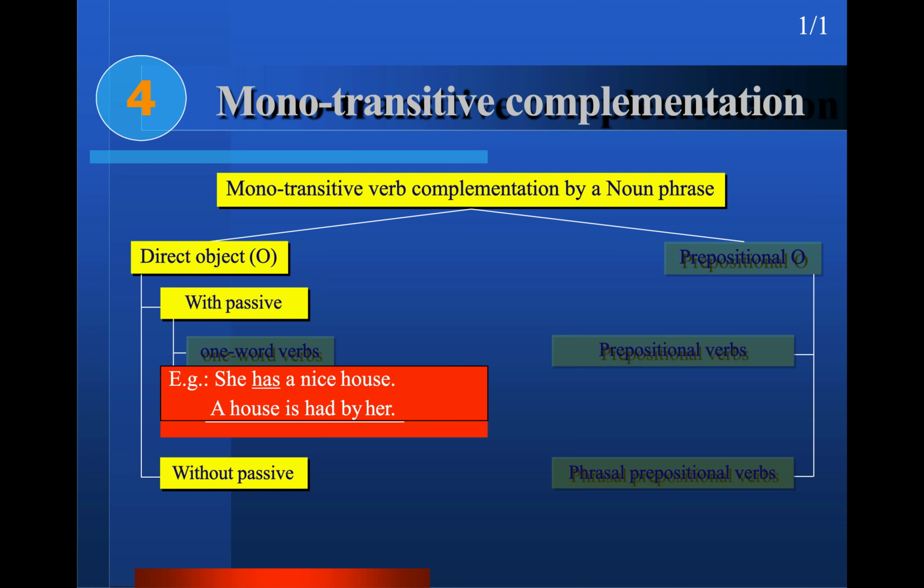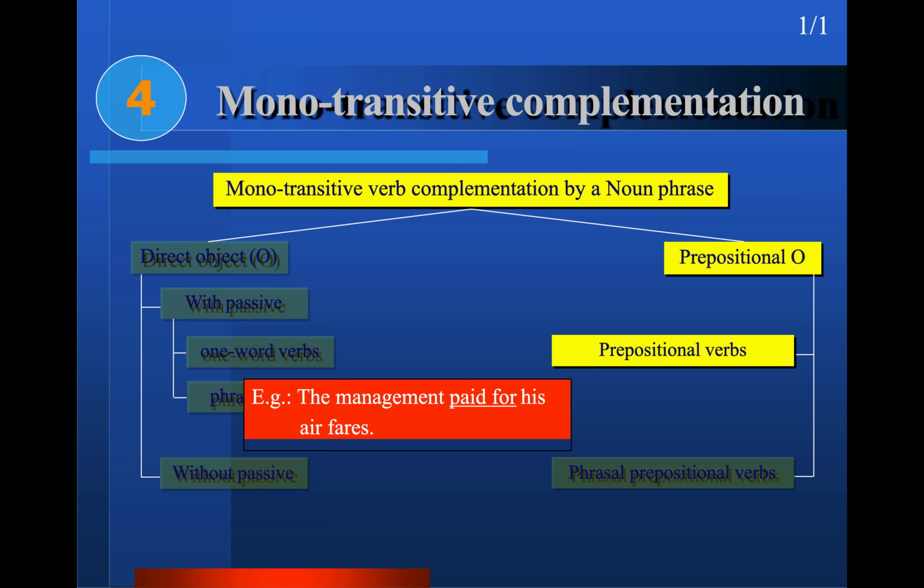And then, if we take a look at some verbs that usually we cannot change into passive, but sometimes can be changed into passive. For example, she has a nice house. Has followed by a nice house. So we can say the house is had by her in some situations, but this is somehow rare.